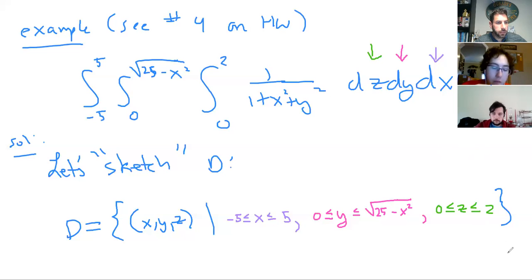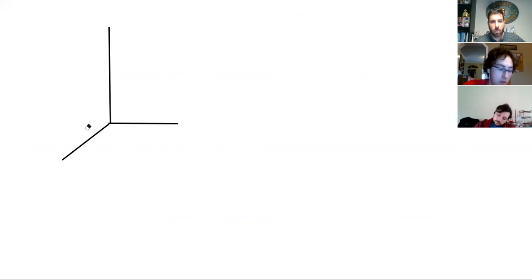Okay, so let's sketch this thing. If I get my XY coordinate system, or my XYZ, I guess. Okay, so what do we know about this creature? Well, we know x goes from -5 to 5. We know where y goes, and then we know where z goes.